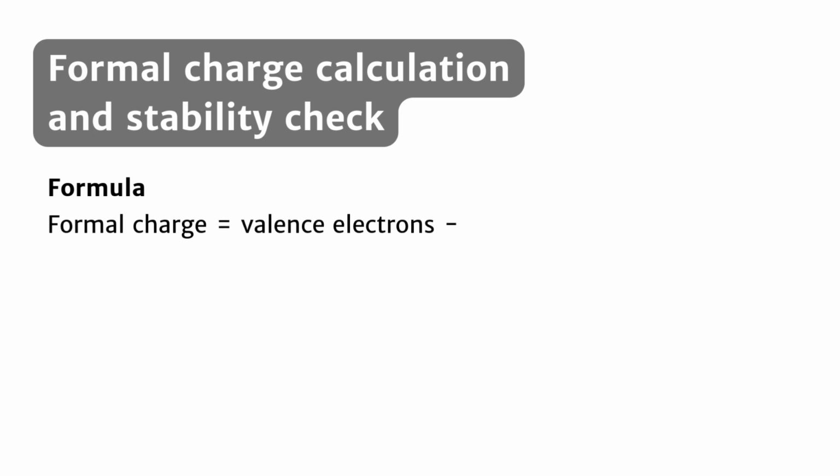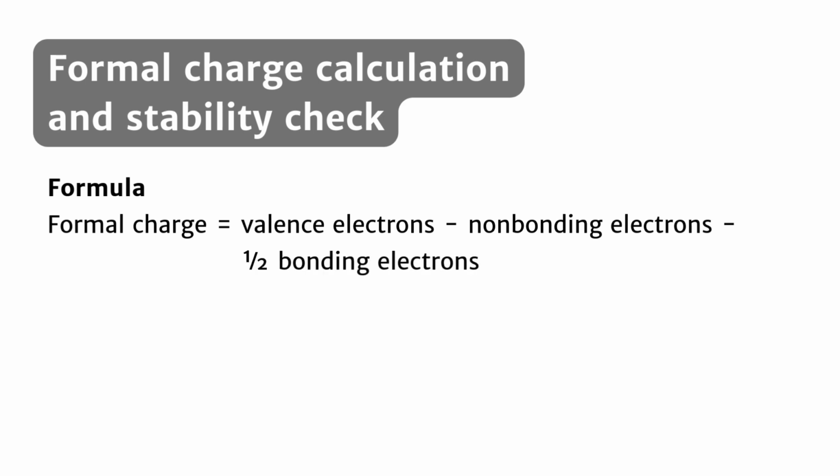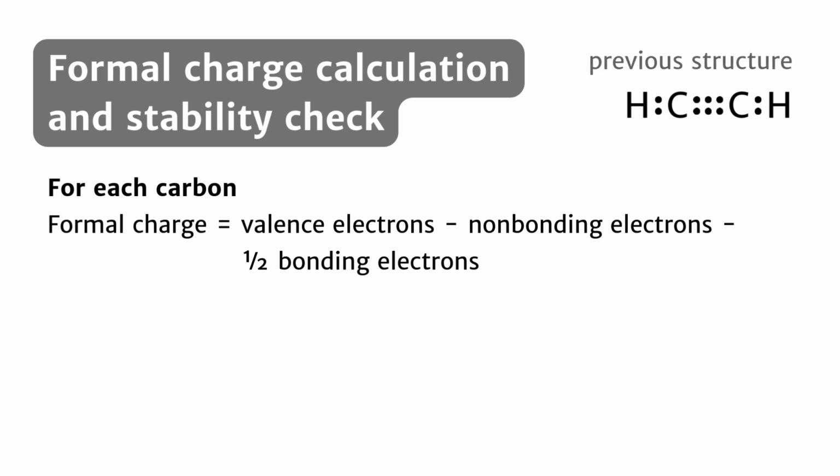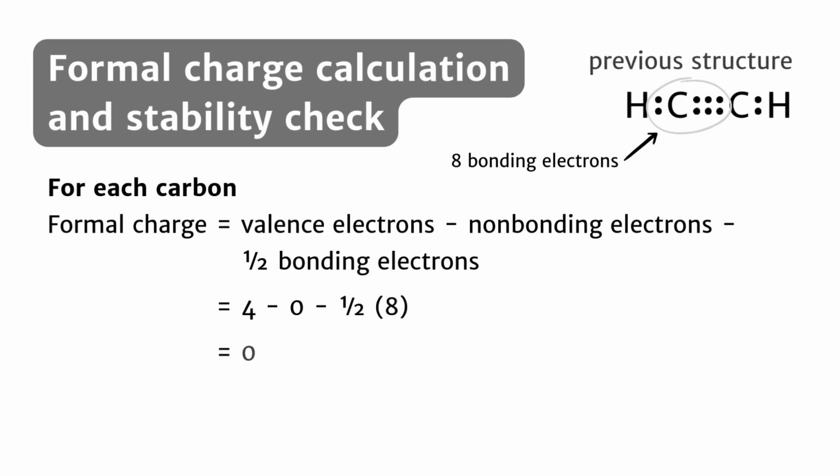This is the formula we can use to calculate formal charges for the C2H2 Lewis structure. Formal charge equals valence electrons minus non-bonding electrons minus half times bonding electrons. Enter the necessary data and place the values to derive the formal charges for each specific atom. For each carbon atom, valence electrons equals 4, non-bonding electrons equals 0, and bonding electrons equals 8. So, the formal charge will be equal to 4 minus 0 minus half multiplied by 8, which equals 0.